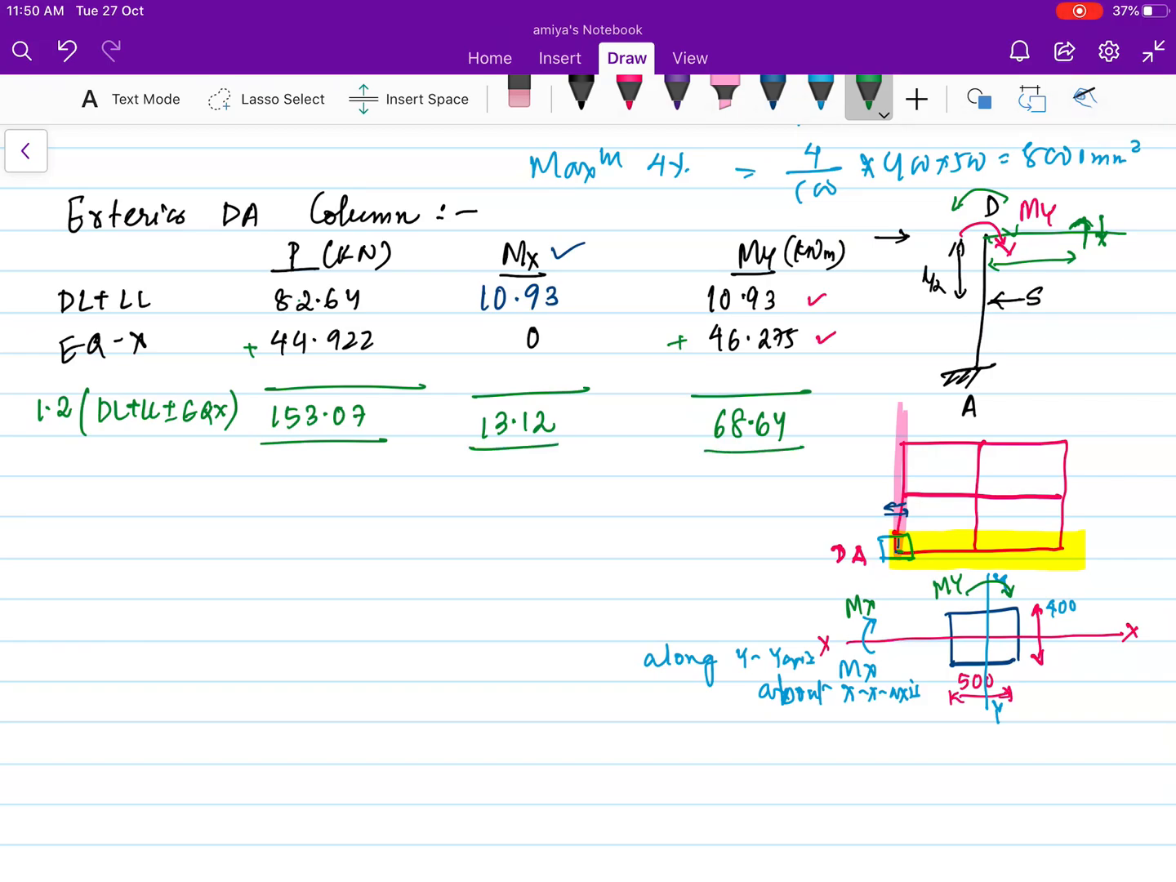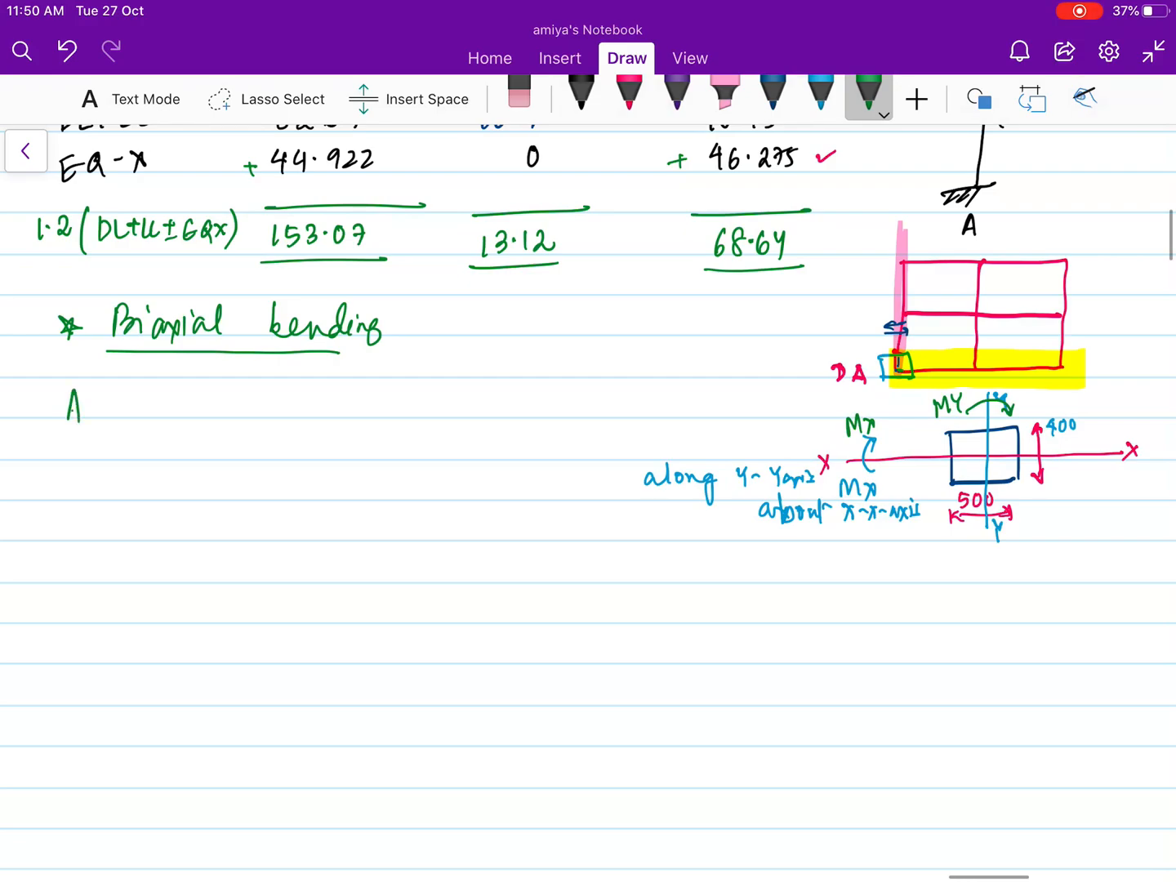Okay. So now you see we have P, Mx and My. So this column will be designed for biaxial bending. If we have only one moment, then it will be designed for uniaxial bending. If it is uniaxial, it will be easier, because directly you will refer to the chart where you can directly find the steel from P by fck bD value and Mu by fck bD square. For biaxial bending, you have to first assume a steel reinforcement.